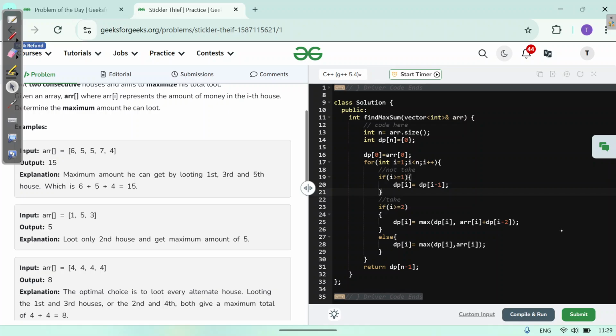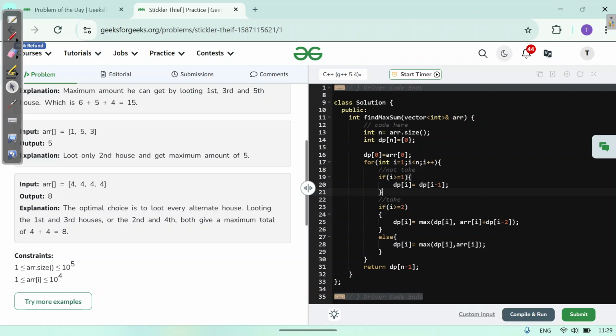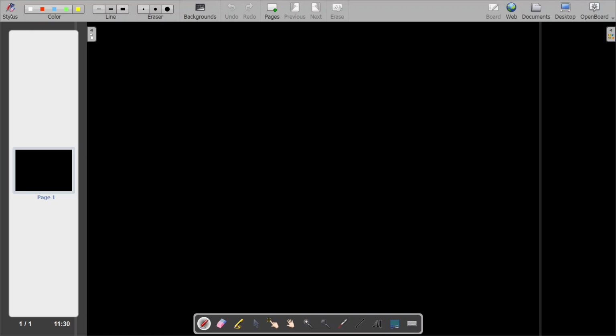Suppose the first house contains money 6, 5, 5, 7, 4. This is the amount of money, and as we know, the amount of money cannot be negative. So that's why the constraints are arr[i] will be greater than or equal to 1 and less than or equal to 10 to the power 4. Also the array size is less than or equal to 10 to the power 5. Okay, so let's first understand how this is happening.